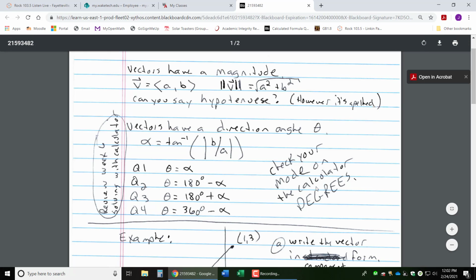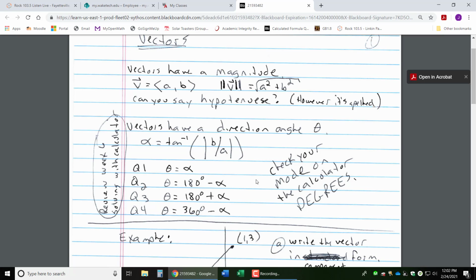Also, when we do vectors, we are in degrees. So make sure the mode on your calculator is degrees. When you're solving, typically you solve with radians, but when you do vectors and the triangle things, law of sines, law of cosines, you want to be in degrees.